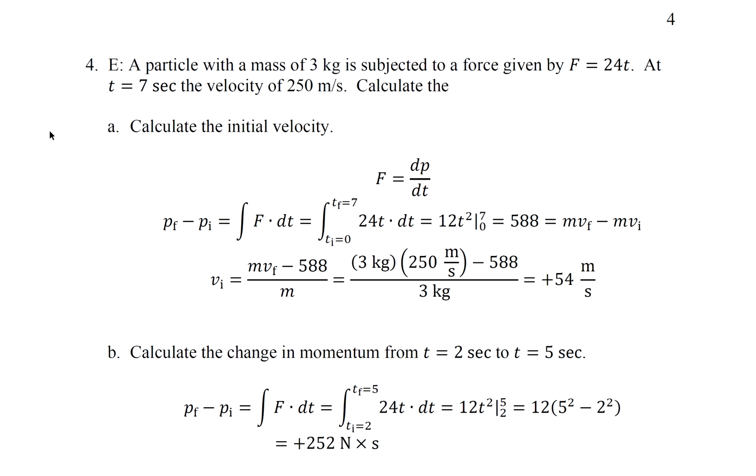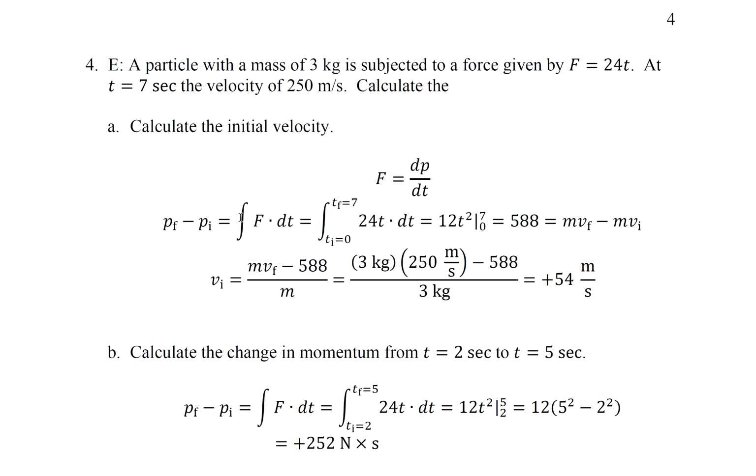Question 4. A particle with a mass of 3 kilograms is subjected to a force given by F equals 24t. At t equals 7 seconds, the velocity is 250 meters per second. Calculate the initial velocity. So once again, F equals dp/dt, multiply both sides by dt.